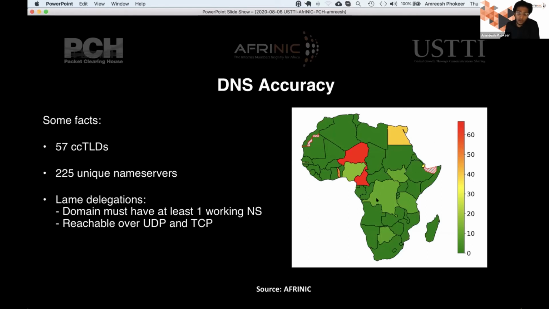So if we have a look at the percentage, what I've done here is, by ccTLD, I took the number of authoritative name servers, and I had a look at whether they are, first of all, working. Does each ccTLD have a working name server? And secondly, whether they are reachable over UDP and TCP. And the good news is that most African ccTLDs are working properly, with the exception of a few cases here like Cameroon and Niger, which is around, I would say, 60% of the name servers not working properly. And we have Egypt, which is yellowish here, with around 40% of the name servers not reachable. So these are lame servers that need to be corrected to make the DNS infrastructure in that country more resilient.